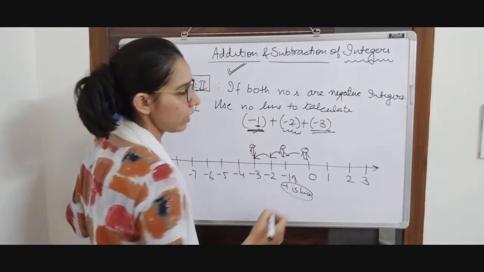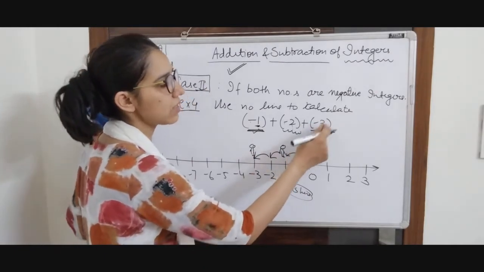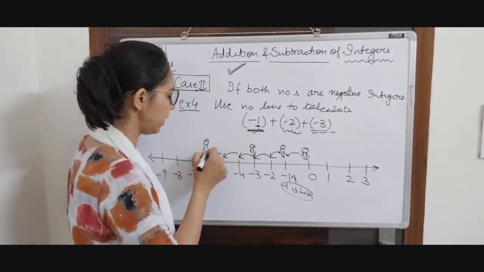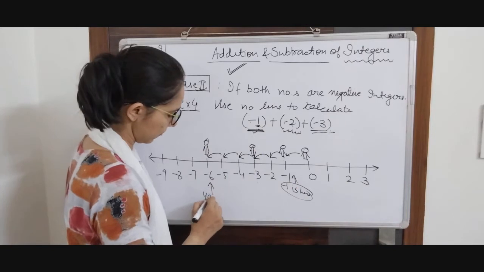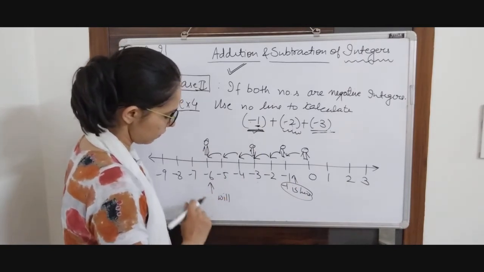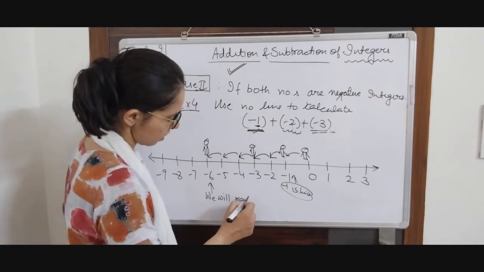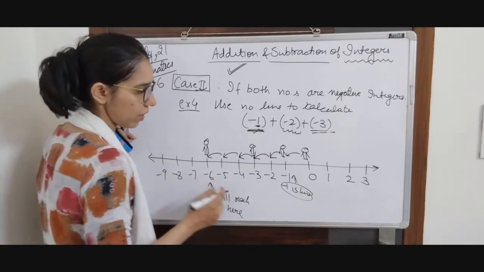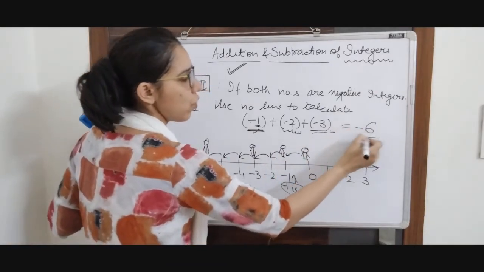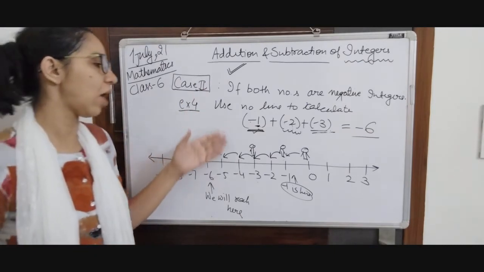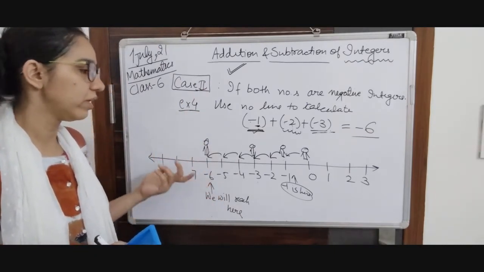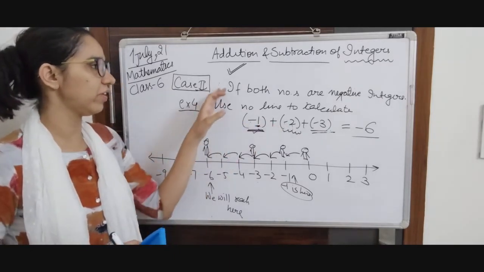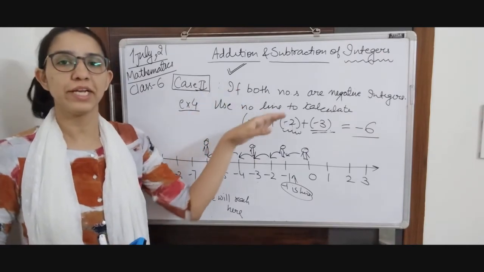Now we have to do one more thing, and it is minus 3. Minus 3 means 3 steps to the left. So 1, 2 and 3, and you will reach here. It means the sum of these numbers is going to be this number, which is equal to minus 6. So this is how you are going to add using number line two or more than 2 negative integers. This is addition of negative integers.